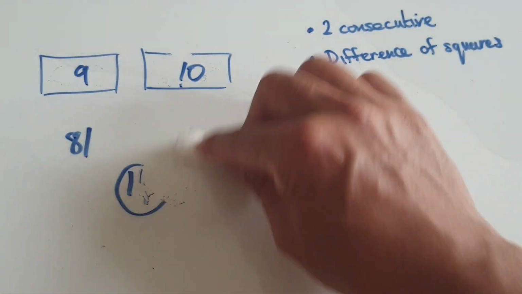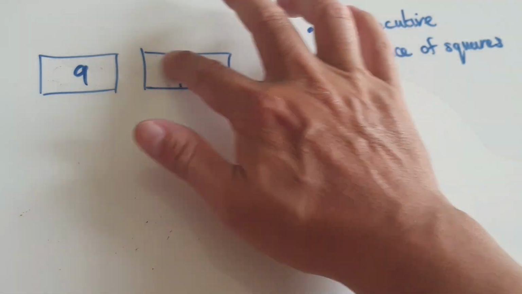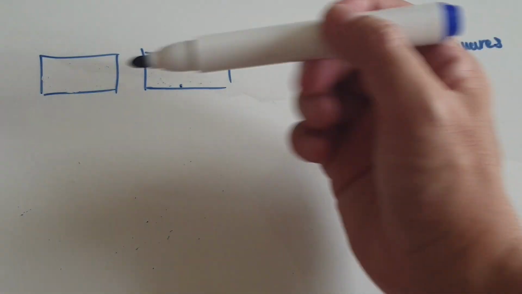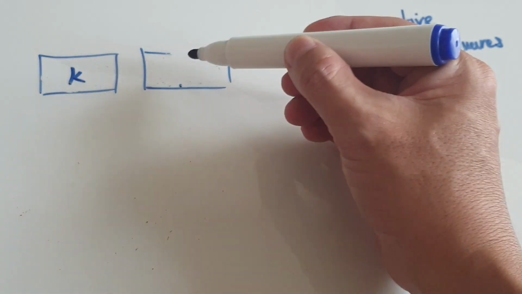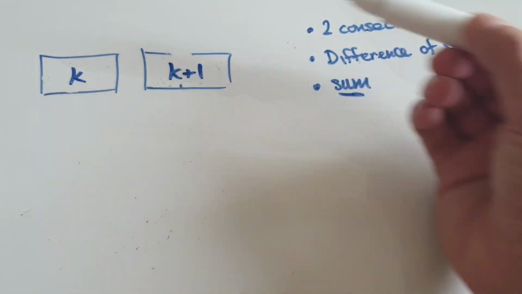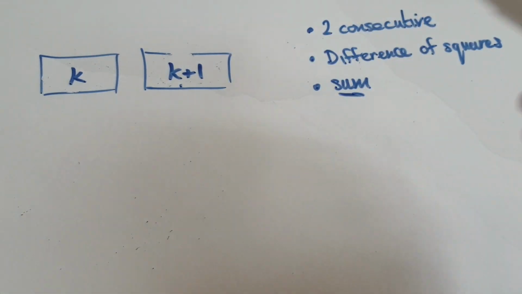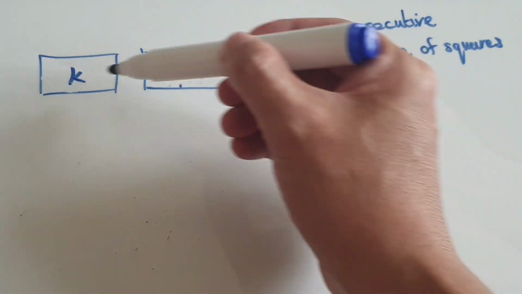But how do we know for sure it will always be true? So we have to prove it. So to prove it, two consecutive numbers. Let's just call this k and k plus 1. And then square the two and then take the difference. So remember, it's always the big one take away the small one.